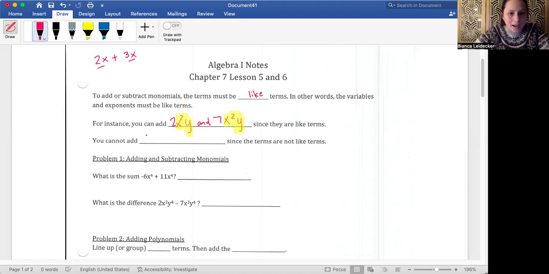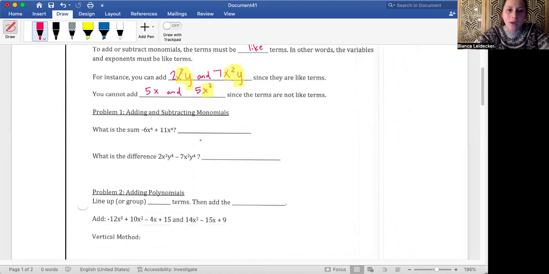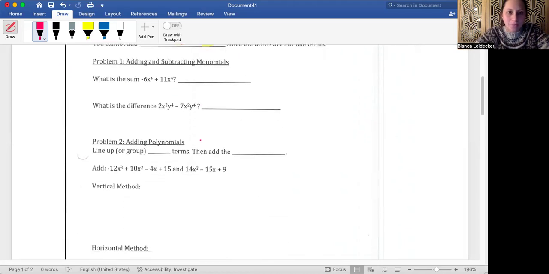You cannot add something like 5x and 5x squared. So just because they both look like they're 5x, because of this power, it now changes these two monomials and makes them unlike terms. So like terms not only have to have the same variables, but they have to have the same powers in the same exact place.